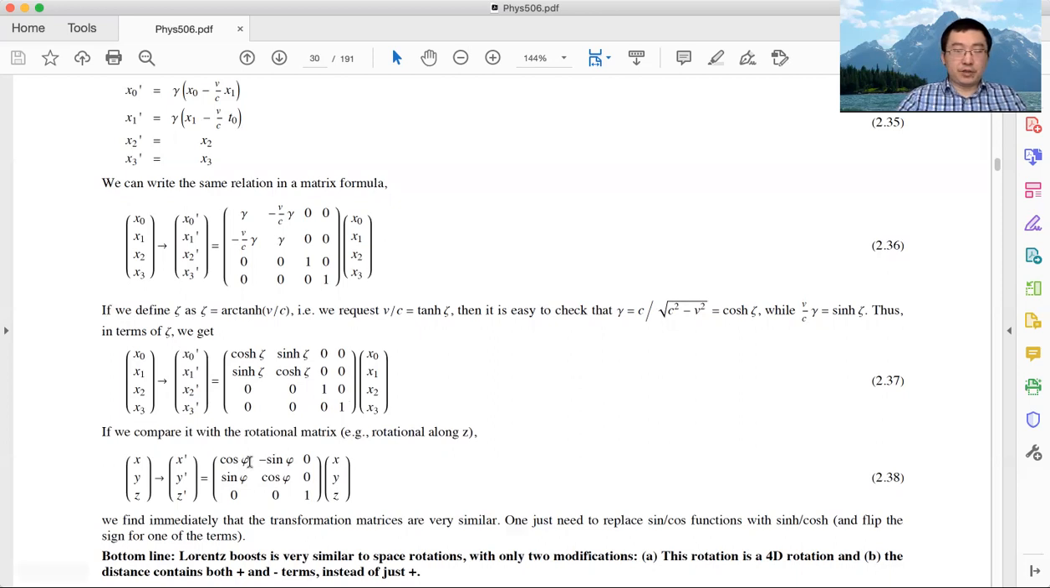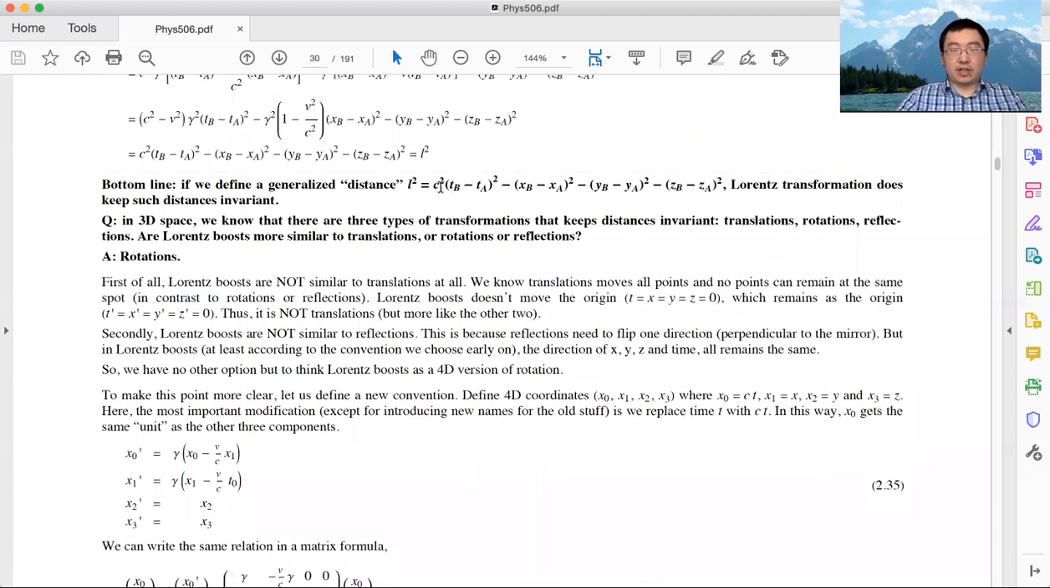One difference is that for 3D rotation, we use sine and cosine. The square of the diagonal component plus the square of the off-diagonal component is 1. But for Lorentz boost, we use sinh and cosh, and the diagonal component squared minus the off-diagonal component squared is plus 1. That difference comes from the fact that in our 4-dimensional distance, we sometimes have a plus sign, sometimes a minus sign, whereas in 3D, the distance is defined with a plus sign only.